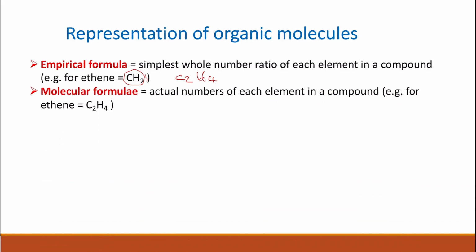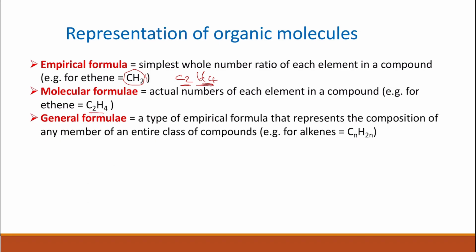The second formula is the molecular formula, and we know that the molecular formula gives us the actual number of different elements within a compound. So for ethene, it has two carbons, four hydrogens, so the molecular formula is C2H4.